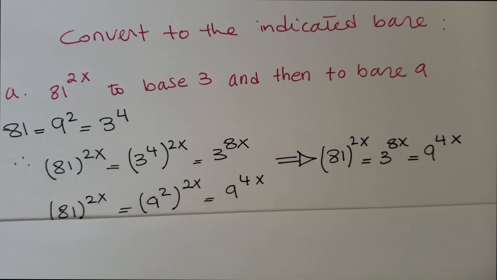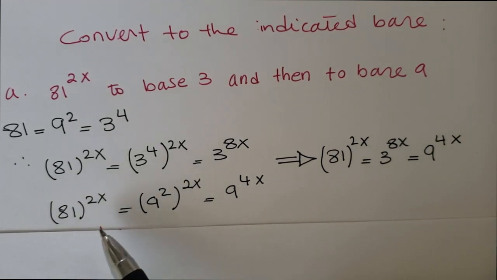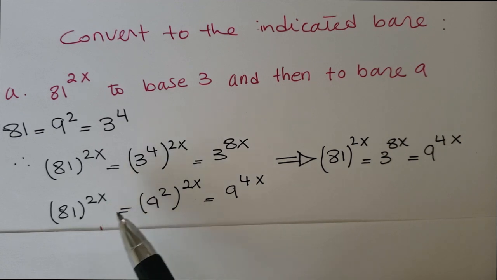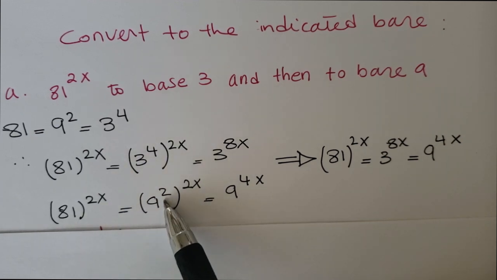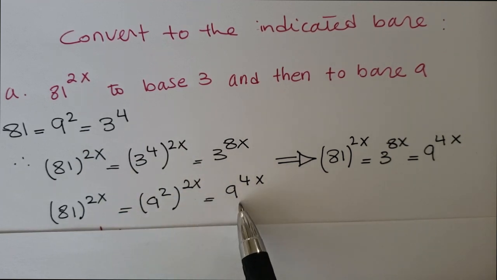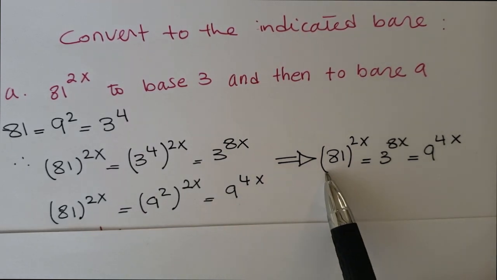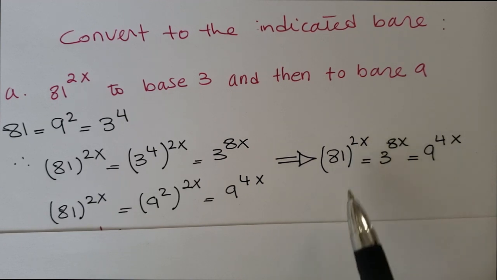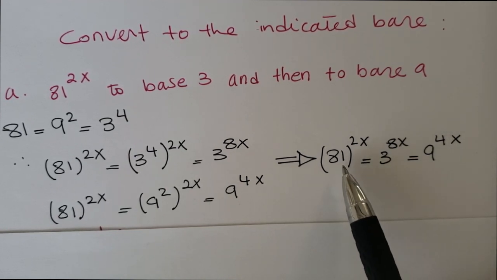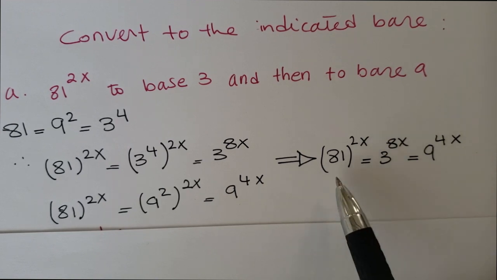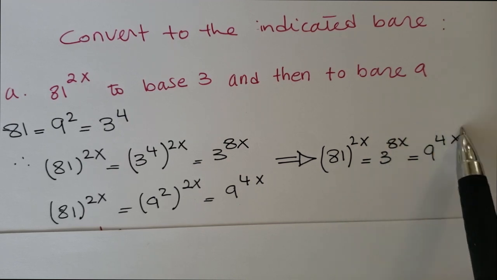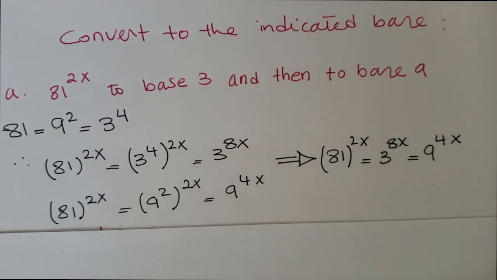Okay, so in the next part, the question is asking, change the base to 9. So 81 is 9 to the power 2, okay? Again, the same rule, it would be 9 to the power 4x. And an interesting property: 81 to the power 2x would be equal to 3 to the power 8x, which equals 9 to the power 4x. So here you can see the bases have changed and the exponents have changed as well, and they can be easily converted from one to another, and they are all equal to one another.